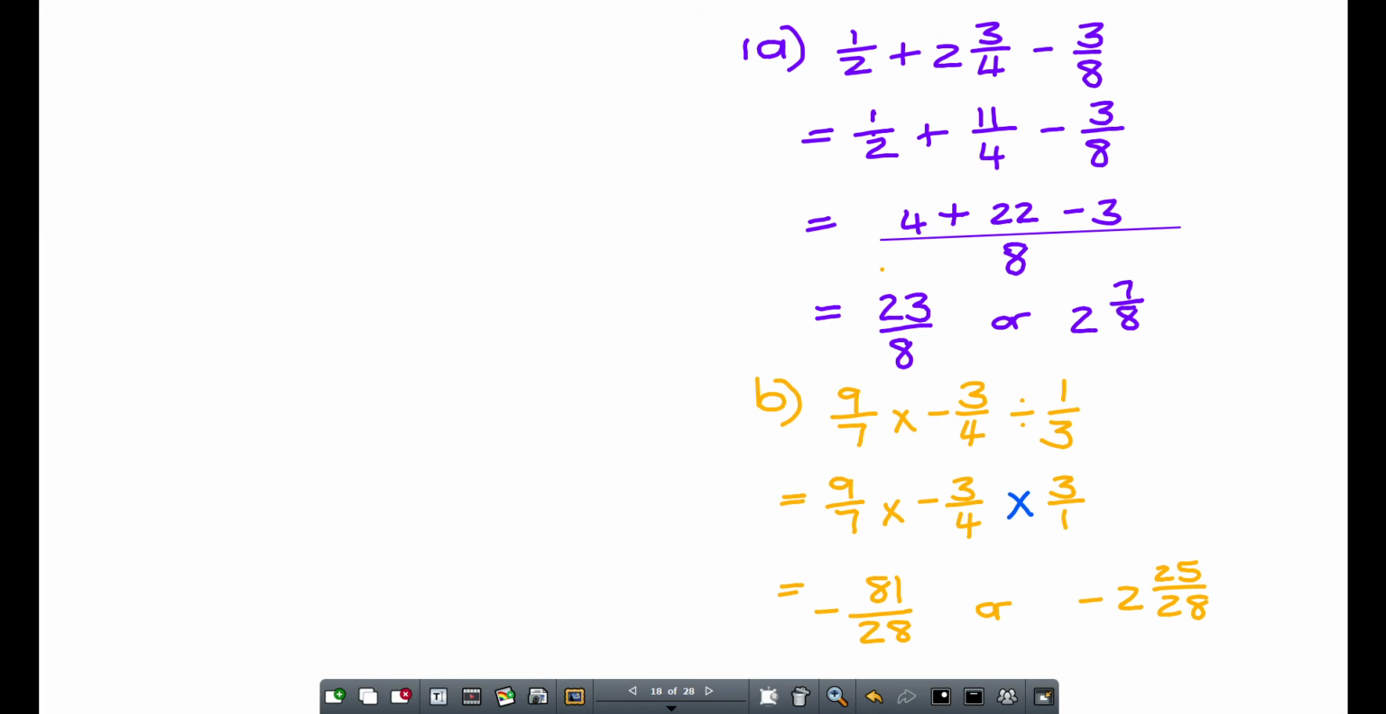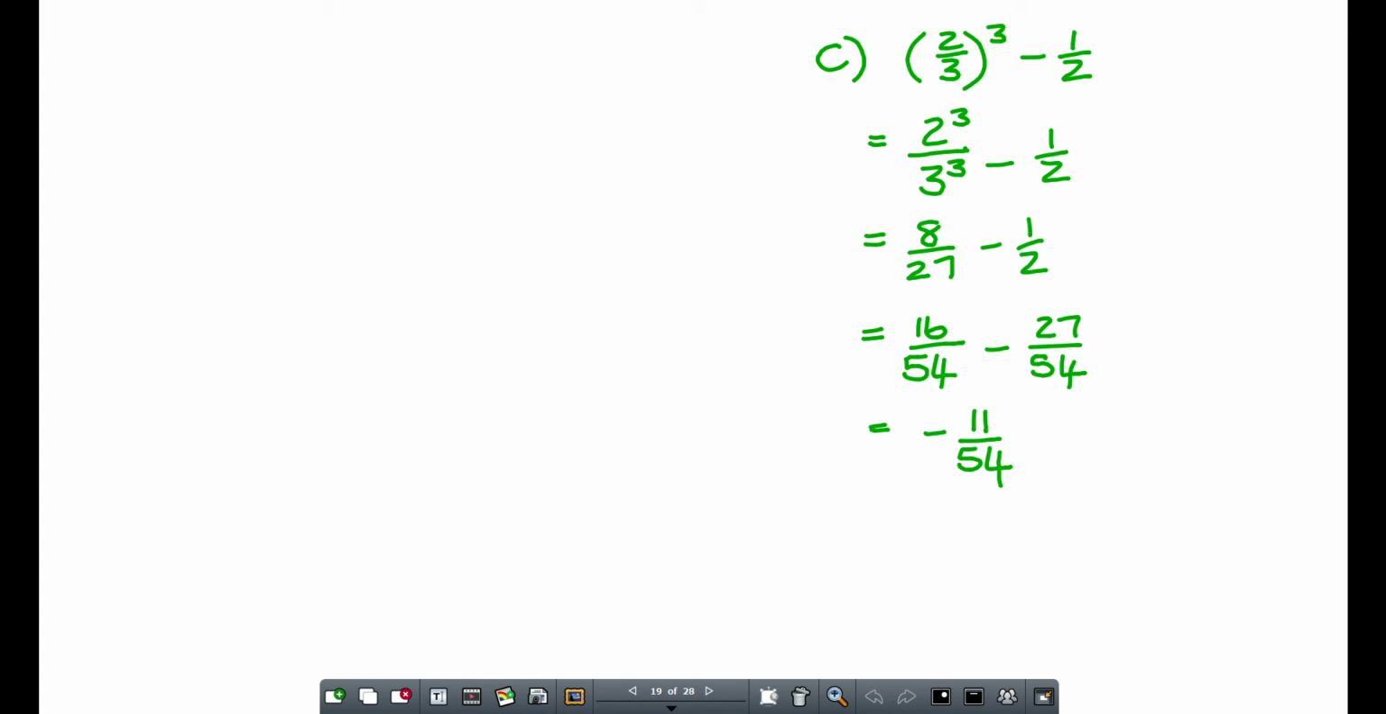Right. Okay, there's number C. Okay, remember that to the power of 3 applies to everything inside the bracket. So that's why in my next step I say 2 to the power 3 over 3 to the power 3. Now if I simplified that, 2 to the power 3 gave me the 8, and the 3 to the power 3 gave me the 27.